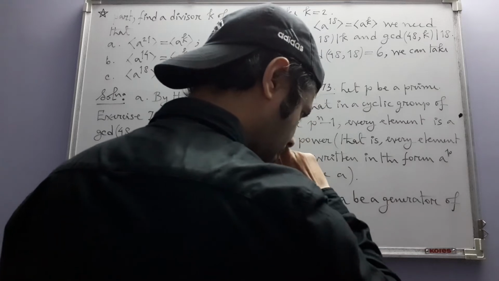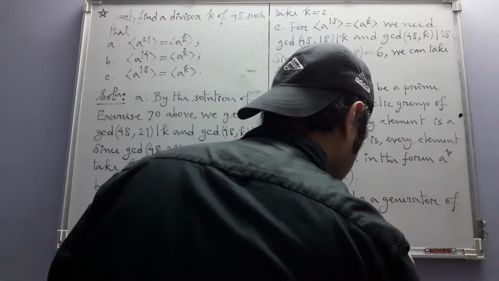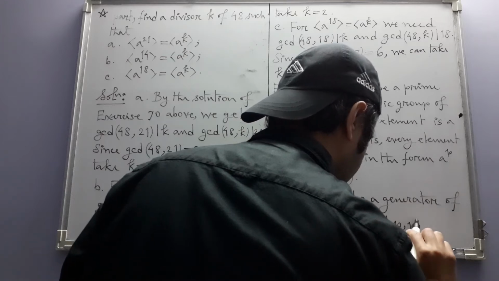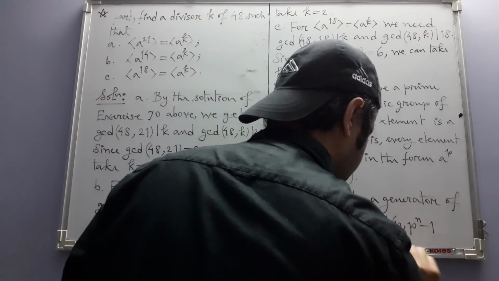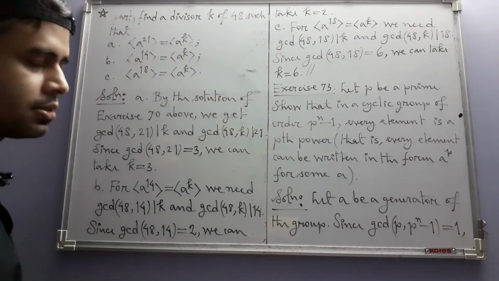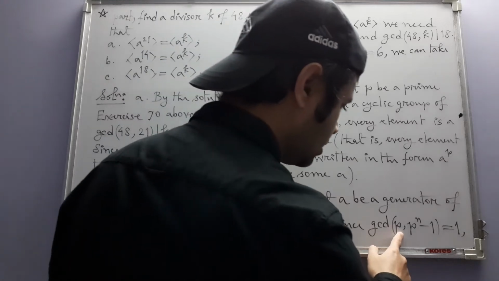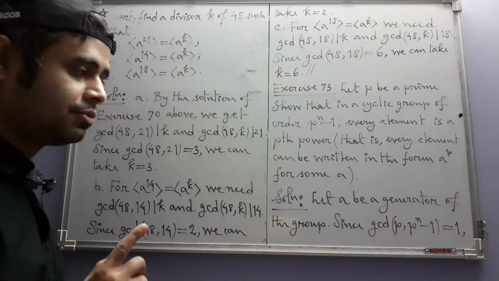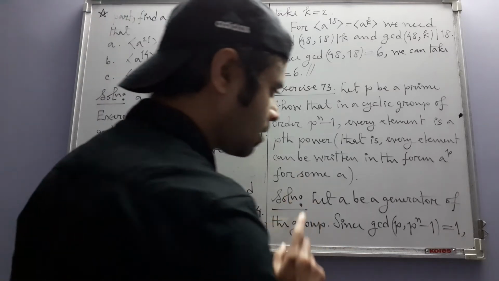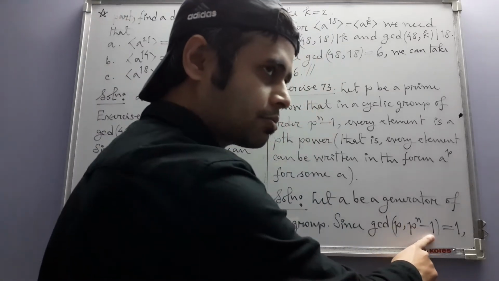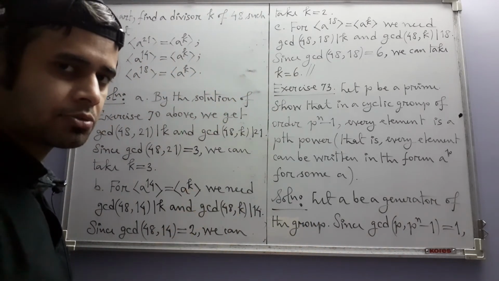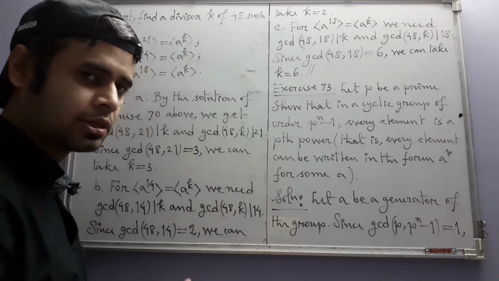Since the greatest common divisor of P and P to the power n minus 1 is 1, which is easy to see. The only two positive divisors of P are 1 and P, because P is a prime. Out of them, P does not divide this one. So the only positive common divisor of P and P to the power n minus 1 is 1. So that is also the greatest one.